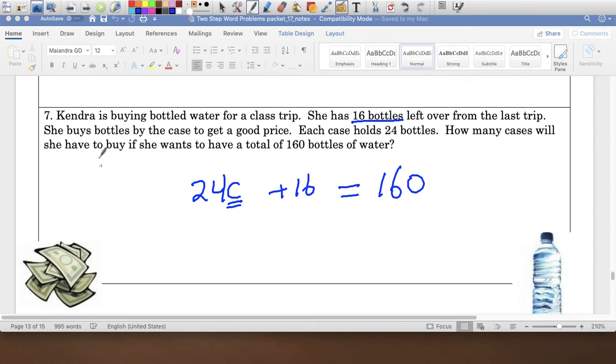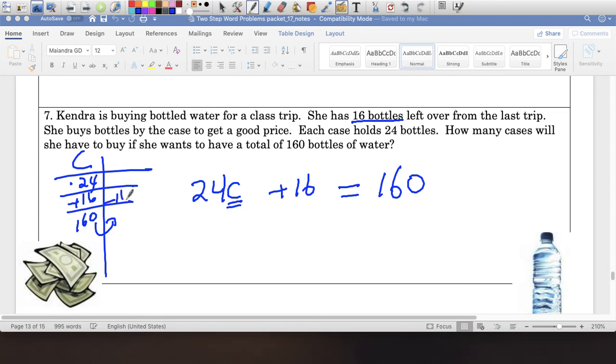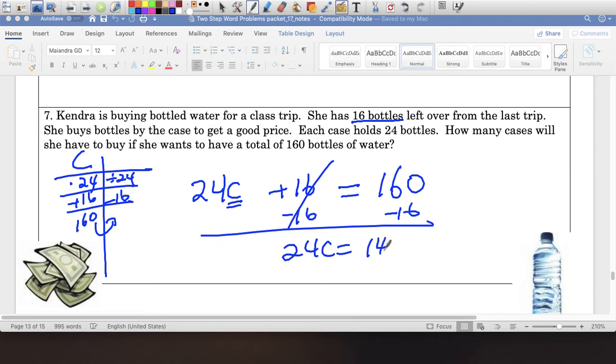That's my equation. Again, the variable is C times 24 plus 16 equals 160. Going backwards, we're going to do minus 16 and then divide by 24. So minus 16, minus 16. These two go away. 24C equals 144, I believe. And then divide by 24. Divide by 24. C equals 6. Yeah. So how many cases does she need to buy? She needs to buy 6 cases.